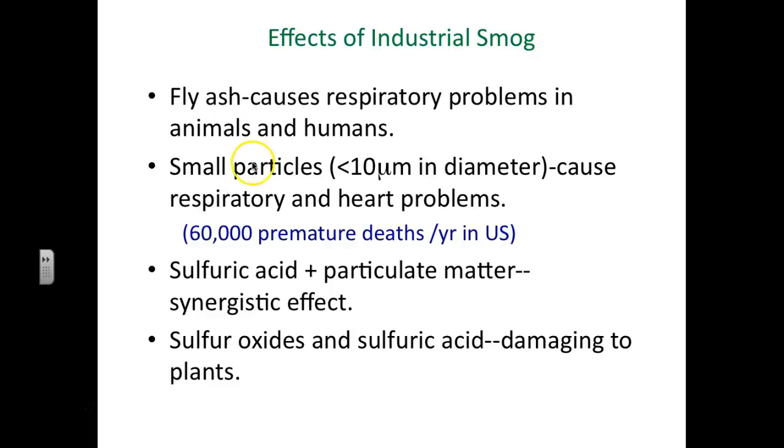pollution. Small particles, as in less than 10 micrometers in diameter, cause respiratory and heart problems. So industrial smog can cause 60,000 premature deaths a year in the United States. It's crazy. And again, these sulfur oxides and sulfuric acid mix with our rain, and it creates acid rain, which ruins plants. It hurts plants.